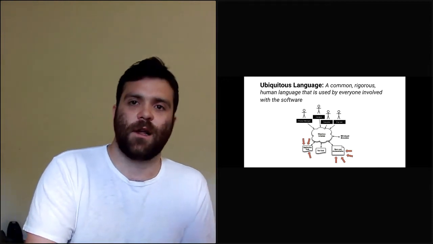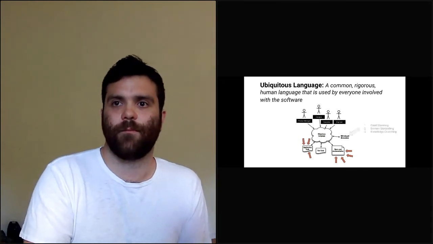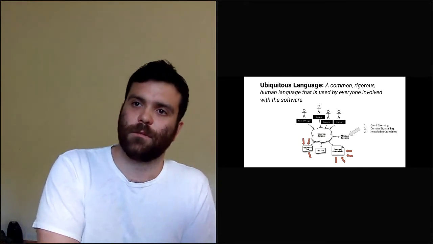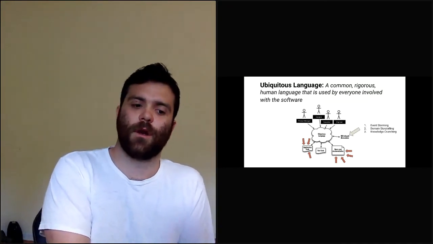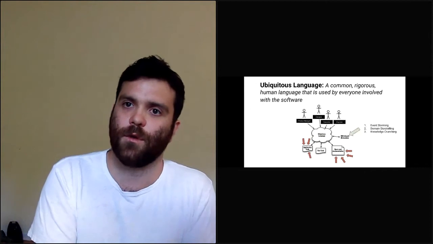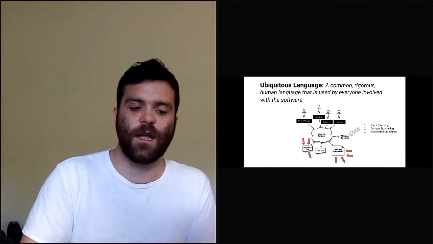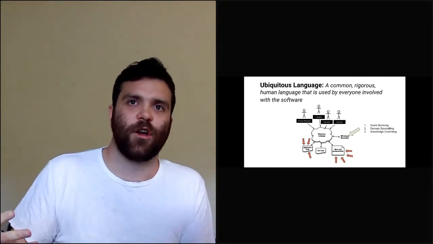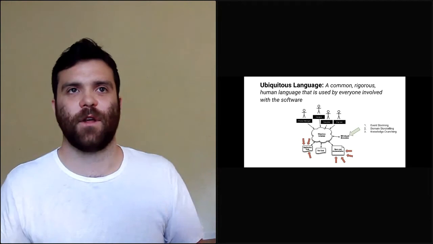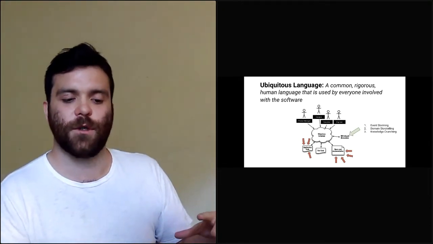Domain-driven design gives three strategies for achieving this, which are event storming, domain storytelling, and knowledge crunching. Those are the ones that I'm going to cover and talk about how you can implement pretty easily. Before we dive fully into them, we have to understand, okay, ubiquitous language, what problem does that solve? How might I think of a problem that I might apply a ubiquitous language to?